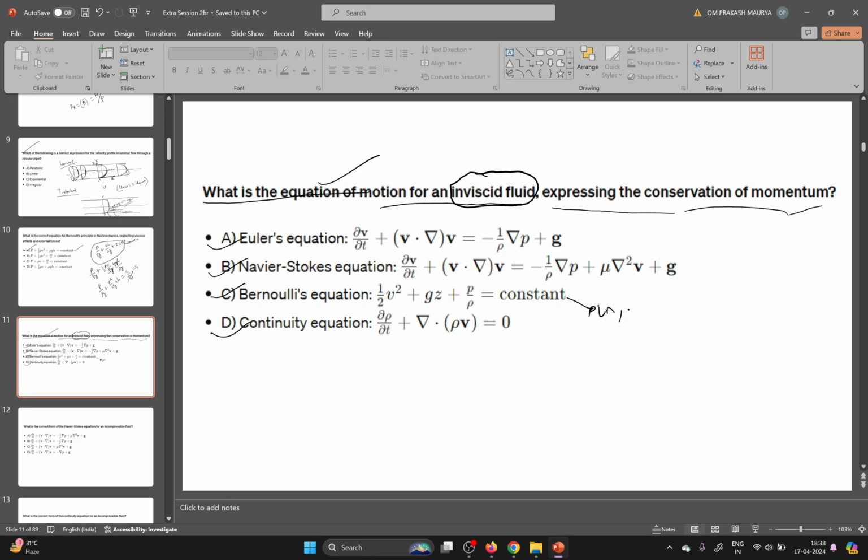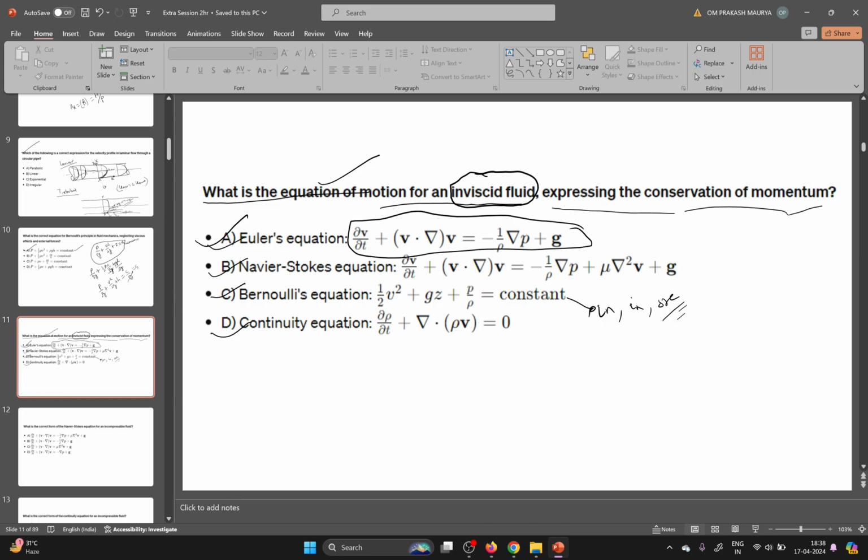Inviscid fluid, as well as the fluid should be incompressible, the fluid should be steady, that type of thing, but in this question this type of information is not there, and the Euler equation is in the options, so we will go for the best option. The best option is here A, so option A is correct for that.